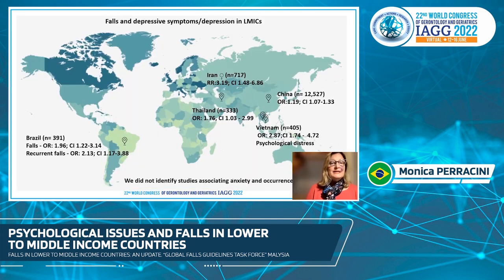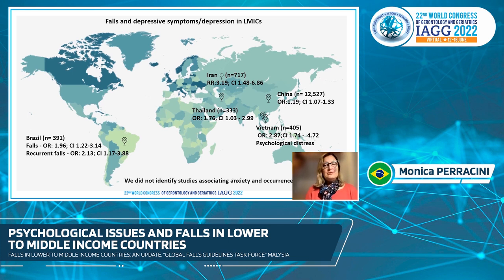Well, what are the scenarios for depressive symptoms or depression as a risk factor for falls in low and middle income countries? Our systematic review retrieved 11 studies conducted in low and middle income countries that also support that there is an association between depression or depressive symptoms and falls. For instance, in Iran, the risk of future falls was 3 times higher among older women with depression.